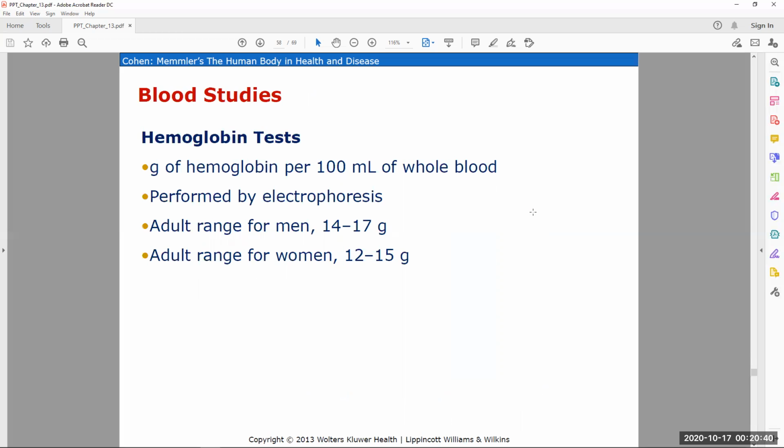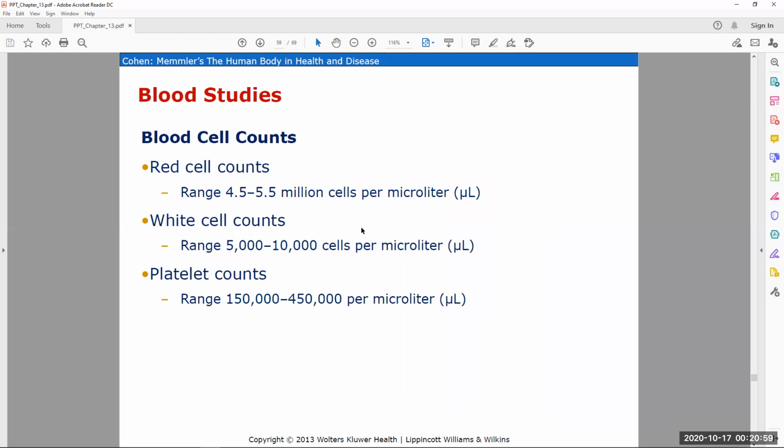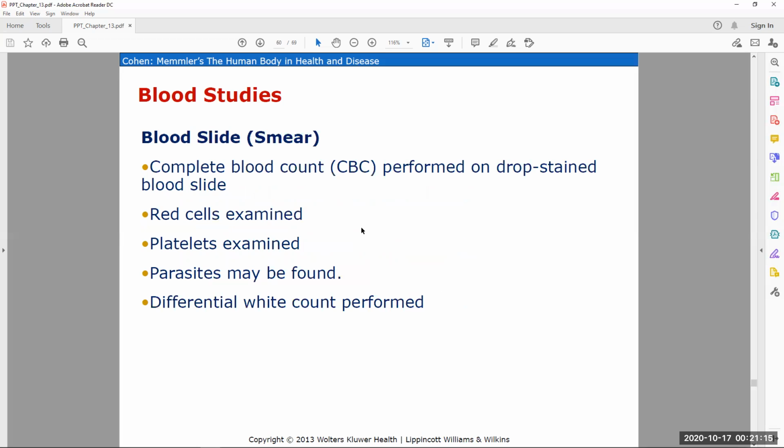All right, so these are some of the markers which are used in terms of looking for the normal as associated with blood. So grams of hemoglobin per 100 milliliters for adult men is 14 to 17, whereas for women it's in the 12 to 15 range. In terms of blood count, the range is 4.5 to 5.5 million per microliter, and the white is 5 to 10,000 per microliter. And the range for platelets is 150 to 450,000 per microliter, and these are the normal ranges.